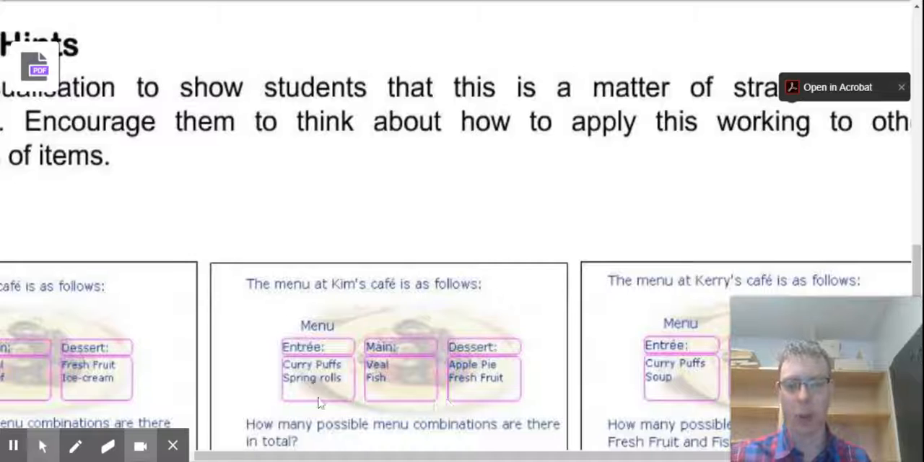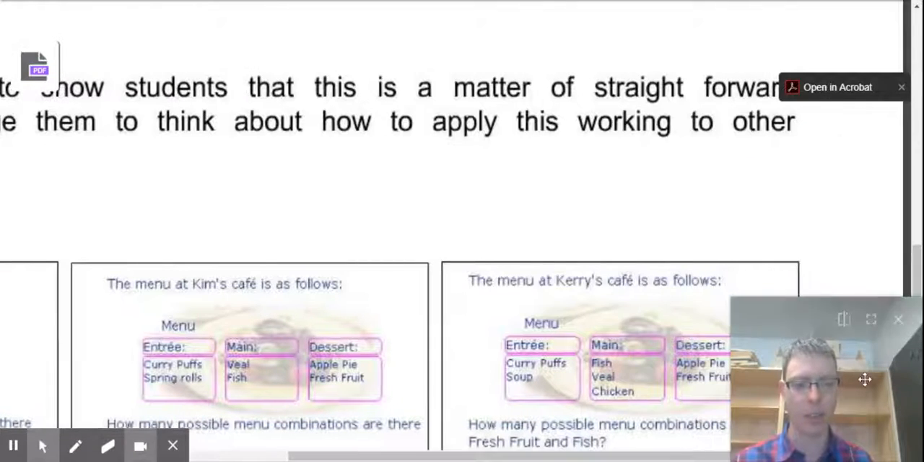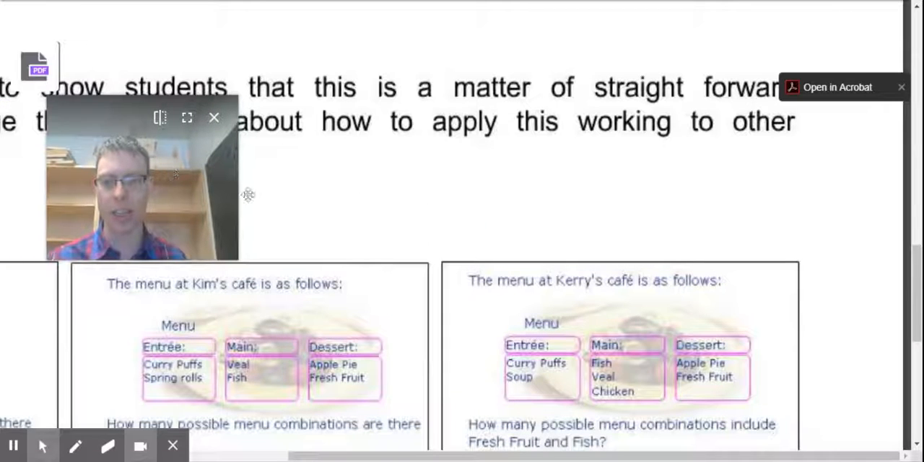We have 2 options. It really doesn't matter what the options are, but I'm going to read them anyway because I think they're interesting. Curry puffs, spring rolls, the main is veal or fish, and dessert apple pie or fresh fruit. All right, so that would be 2 multiplied by 2, which equals 4, multiplied by 2. 4 multiplied by 2 is 8. There's 8 possible combinations.